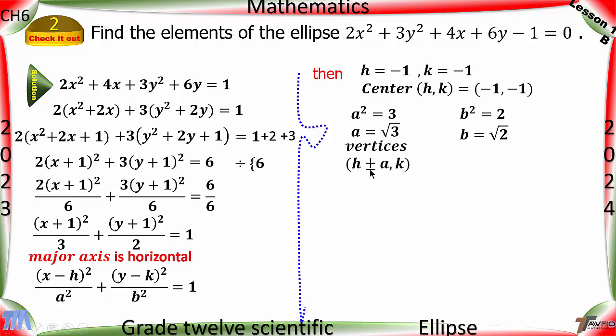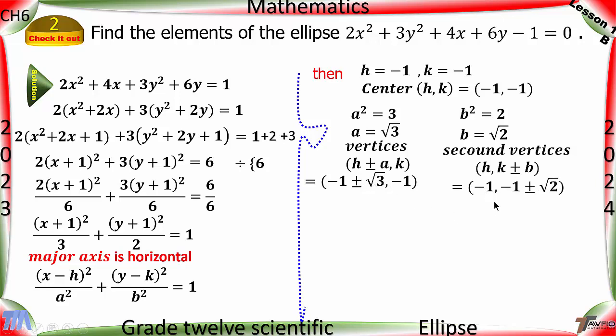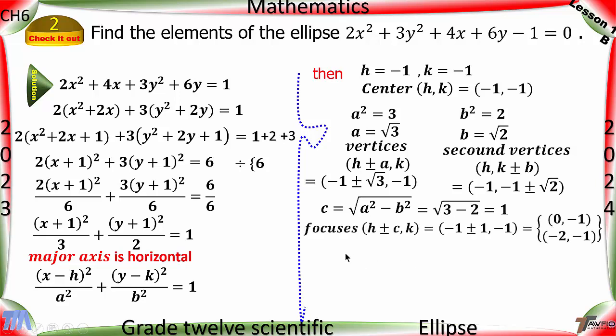Vertex is (h plus or minus a, k), and the secondary vertices are (h, k plus or minus b). So it becomes (minus 1 plus or minus square root of 3, minus 1), and here (minus 1, minus 1 plus or minus square root of 2). And c is the square root of a squared minus b squared, so it equals square root of 3 minus 2, which is 1. So the focus is (h plus or minus c, k), and (minus 1 plus or minus 1, minus 1). So it becomes (0, minus 1) and (minus 2, minus 1).